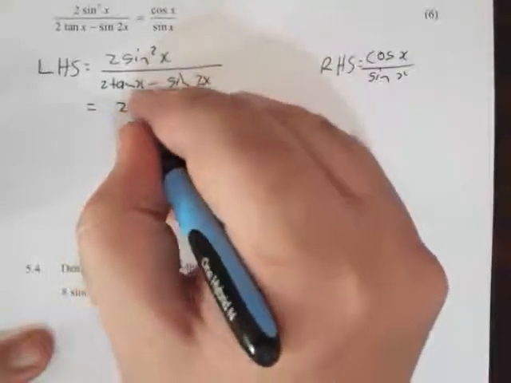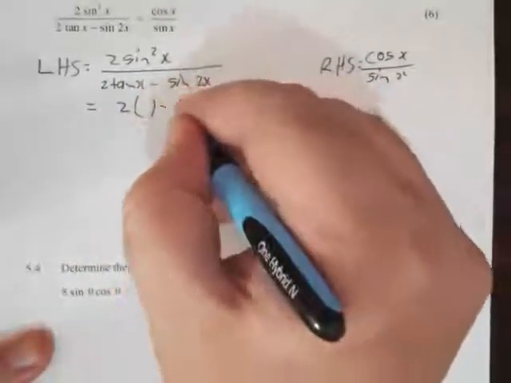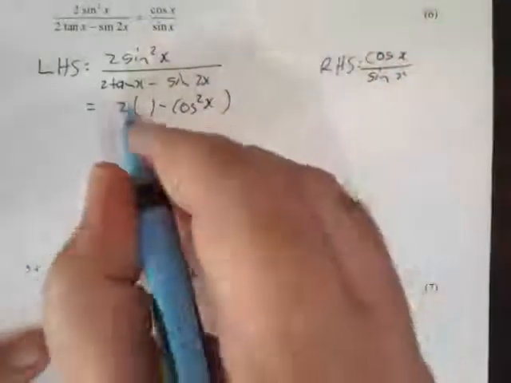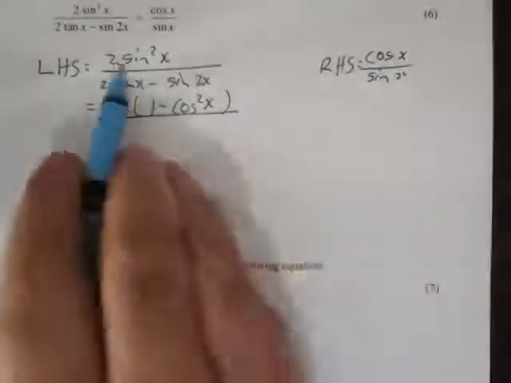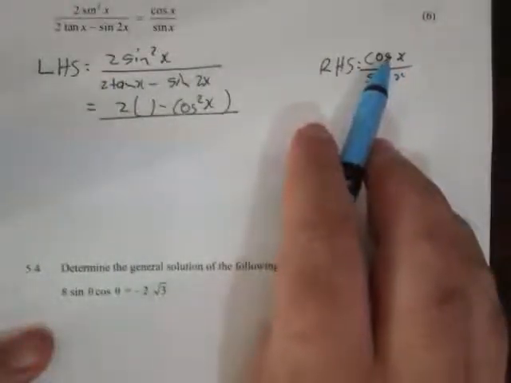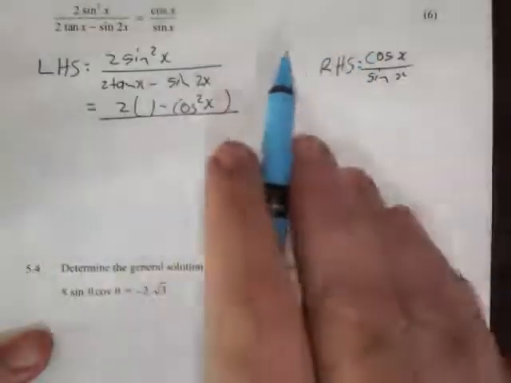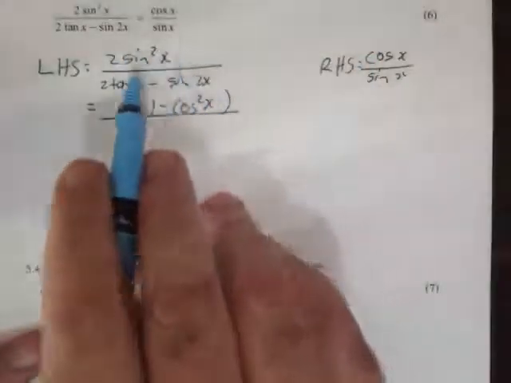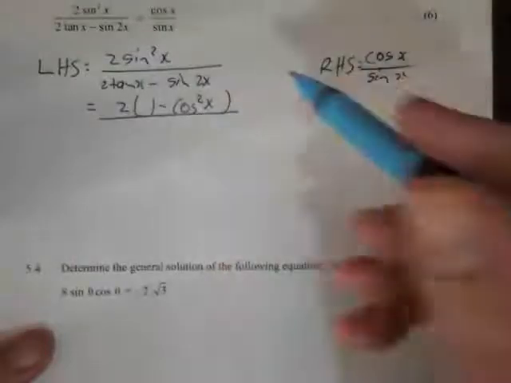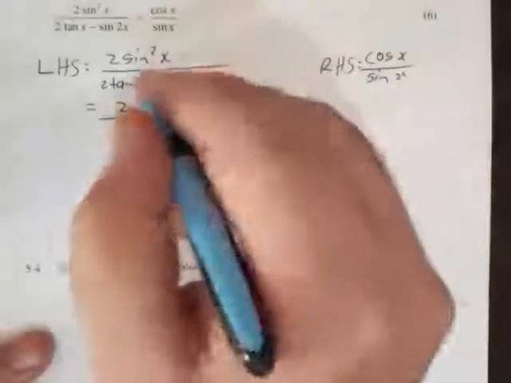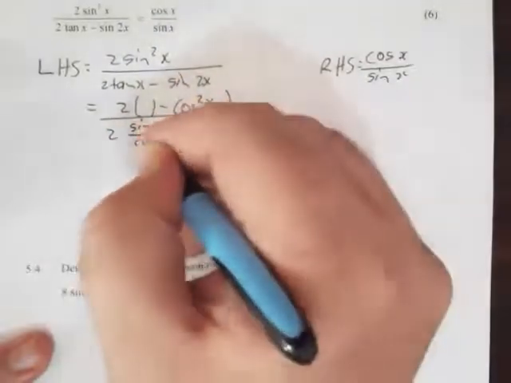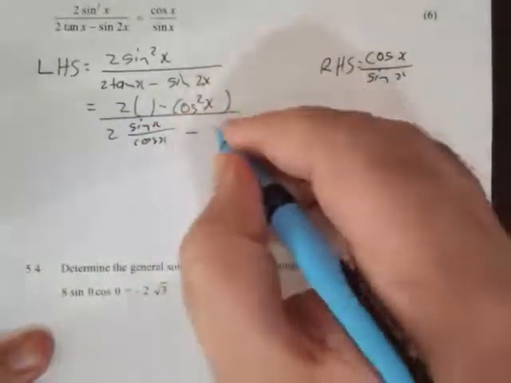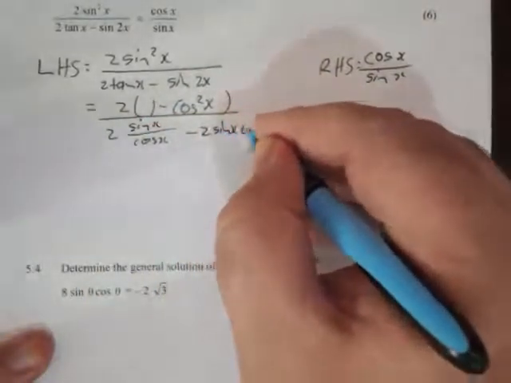I'm going to change this 2 sine squared x to 2 times 1 minus cos squared x over. Okay. The reason why I do that is I see in the numerator there's only a cos x, so no sins or anything. So I'm going to change it so that somehow there will be a cos x. And 2 tan x will be 2 times sine x over cos x minus, and sine of 2x is 2 sine x cos x.